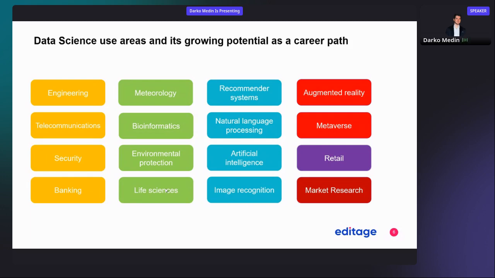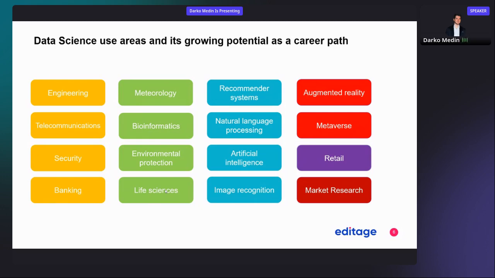On the other hand, data science is also used in sciences and research like meteorology research, bioinformatics, environmental protection research, life science industry. So it's a totally different area compared to, let's say, banking and telecommunications, right? But data science is used in all these different areas. You may also find recommender systems, natural language processing, artificial intelligence, so some very interesting and state-of-the-art domains where data science is used.